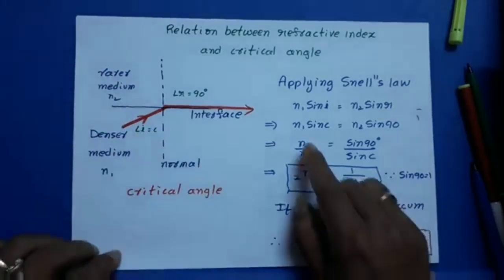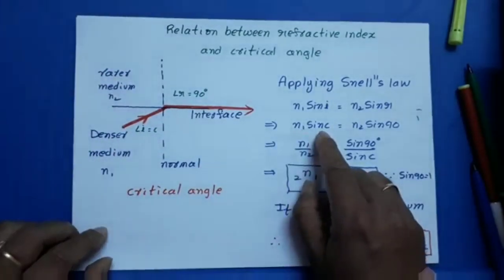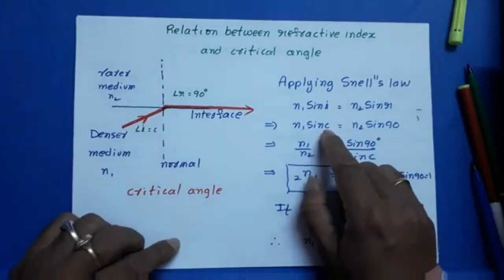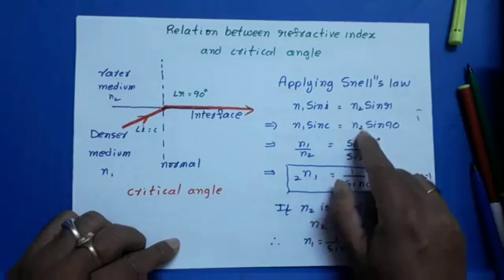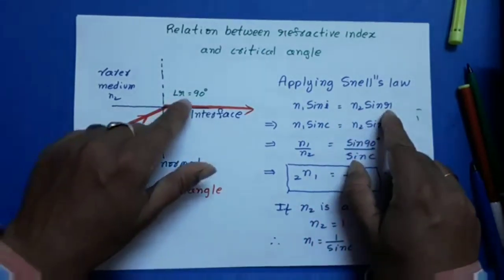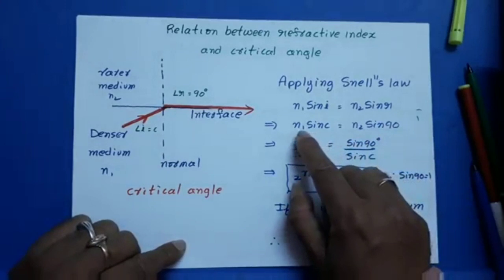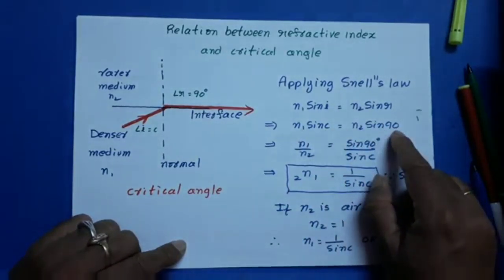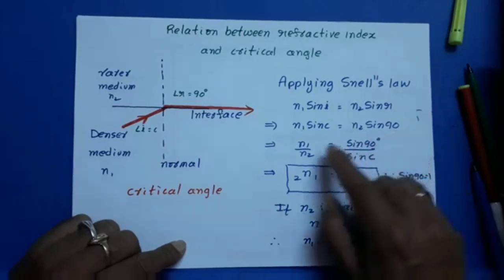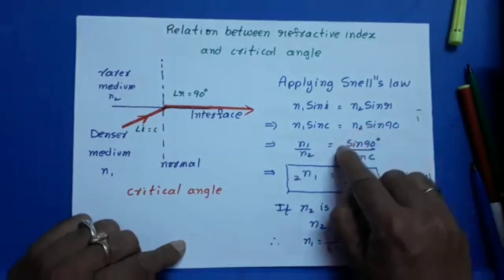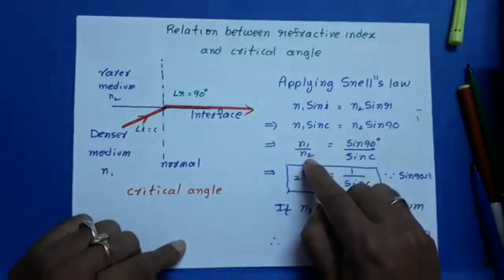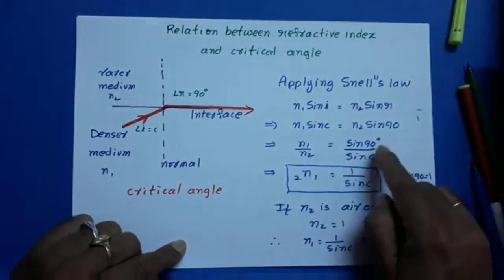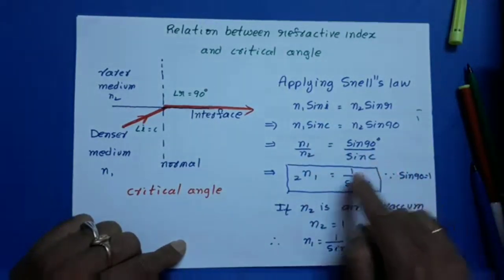Now here I am applying N1 sin I. Here angle I is equal to angle C. So I substituted C. N2 is the same. Angle R is equal to 90 degrees. So N1 sin C is equal to N2 sin 90. Simple substitution, right. Bring N2 to the LHS. So N1 by N2 is equal to, sending sin C to the RHS, sin 90 by sin C.